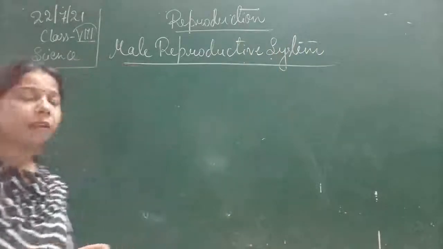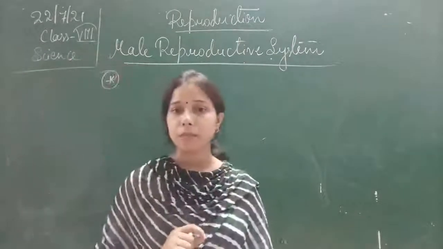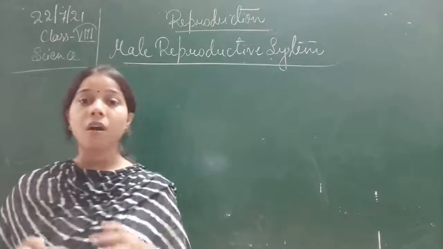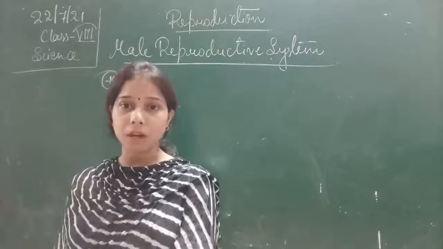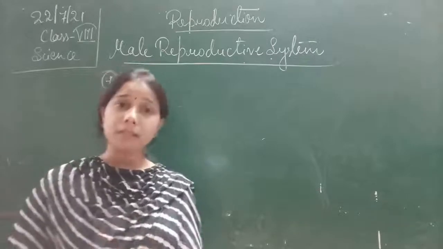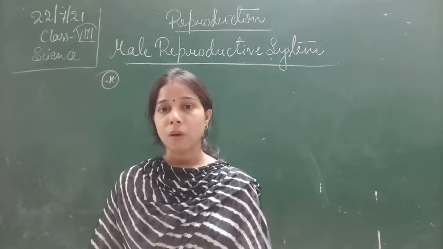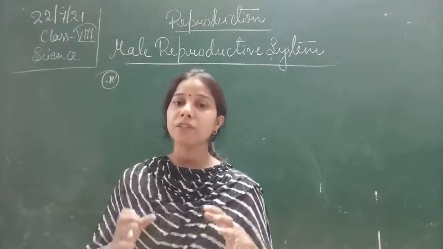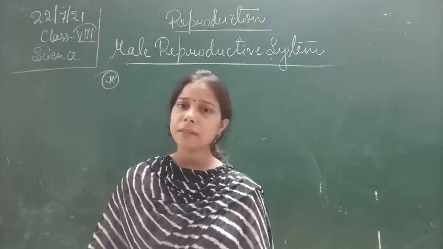In the male reproductive system, the things we have seen are a pair of testes, and a pair of vas deferens, which is also called the sperm duct. It also consists of a urethra, and the penis is also there. Okay, so these are the different parts of the male reproductive system. Now let us start with the testis.